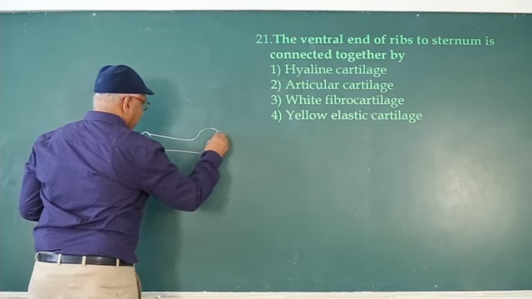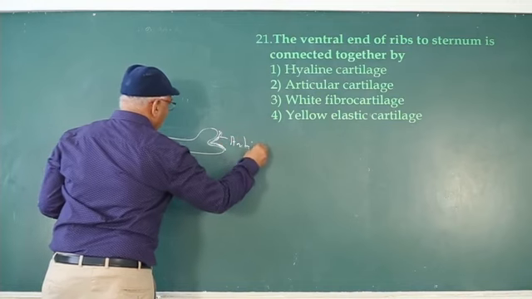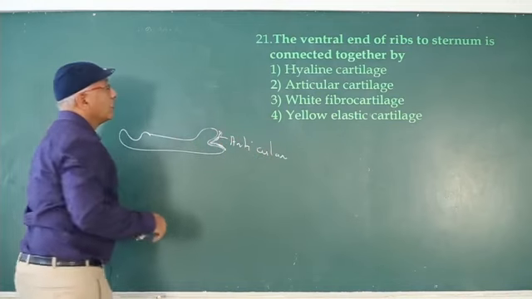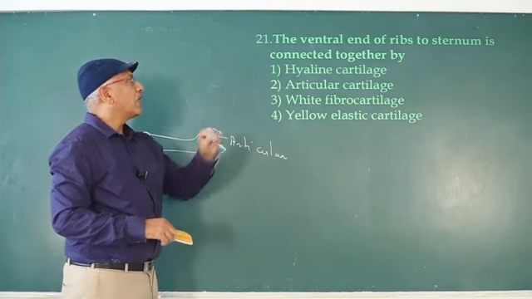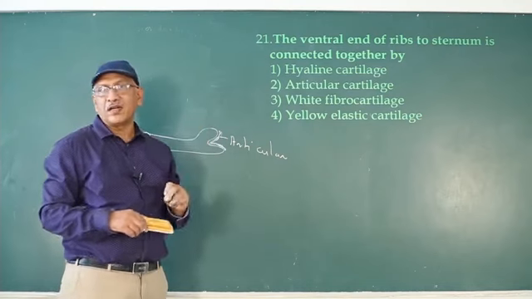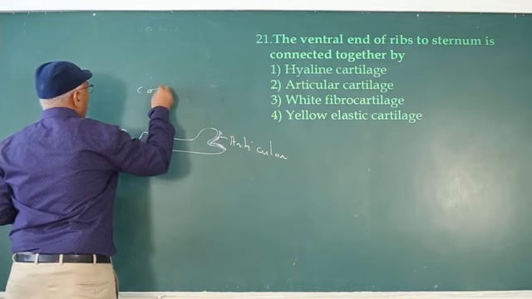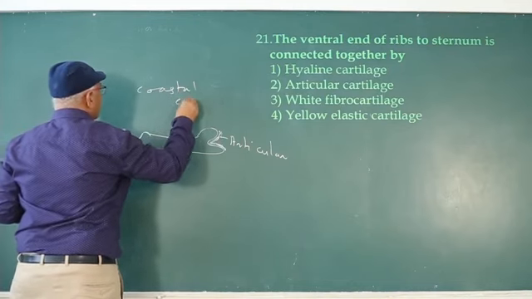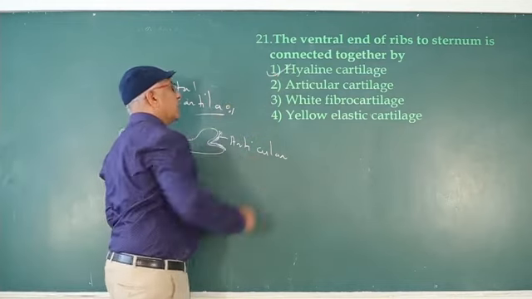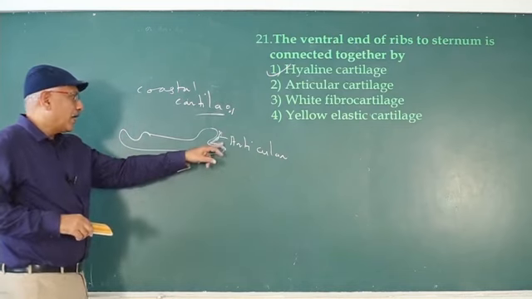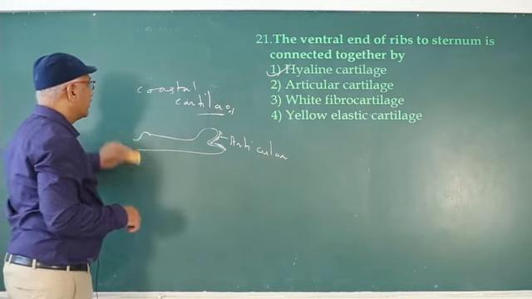The cartilage attached to the end of the long bone is known as articular cartilage. The ventral end of the rib to sternum is connected together by hyaline cartilage. The hyaline cartilage present at the end of the rib is known as costal cartilage. So the answer is hyaline cartilage. What about articular cartilage? The hyaline cartilage present at the end of a long bone is known as articular cartilage.